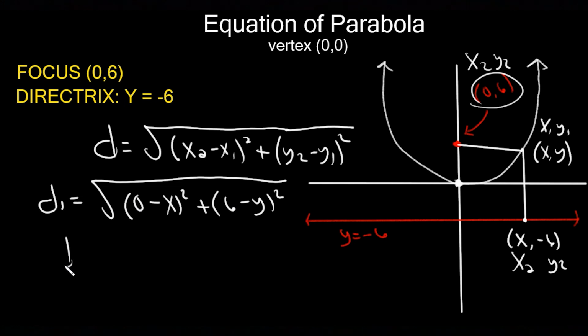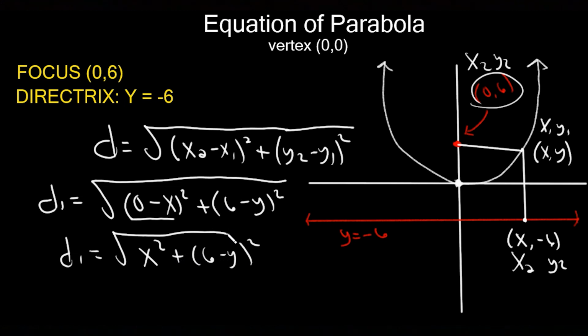And we can go ahead and clean this one up. So distance 1 is going to be equal to the square root of, inside here I get negative x, but then when I square it, I get x squared. I'll put x squared here. And then I'm going to leave this one as a binomial squared, so plus 6 minus y, and then squared. We'll just leave it like that for now. So now we have to go ahead and get distance 2.